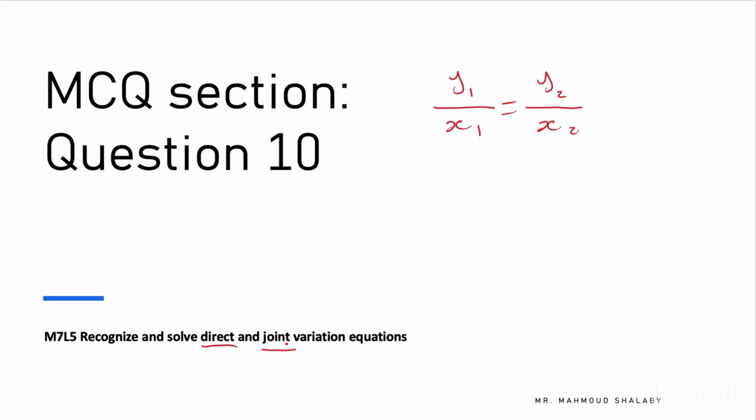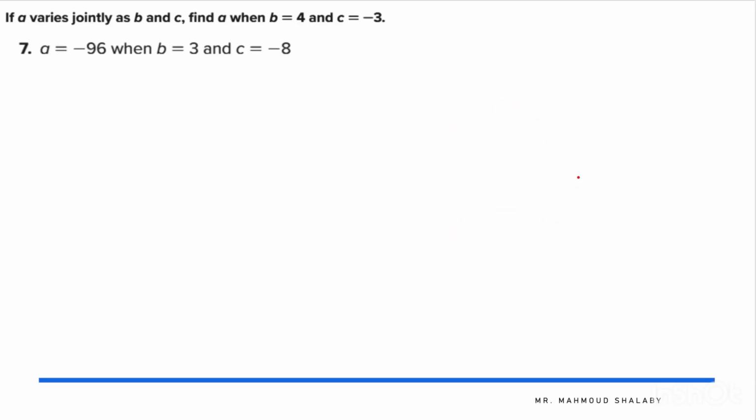What if it's a joint variation? We said the joint variation is still a direct variation but with more than one variable. So it will be y over x, but we have another one, for example z, so y over x and z, 1 and 2. It will be 1, 1, 2, 2, which means all of the first values will be similar, and all the other values will be the same. If you remember, we used to swap them if they are inverse variation, but here in this question we have direct and joint variations, so we will use these rules. Let's see how it works.